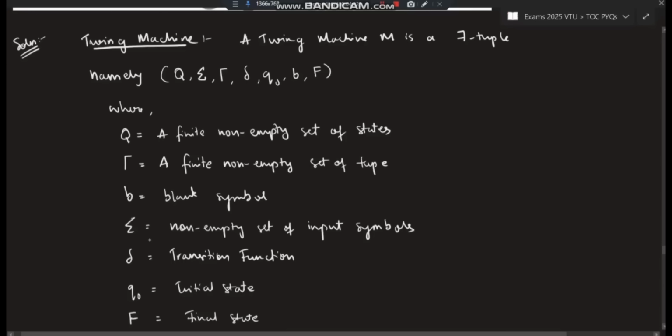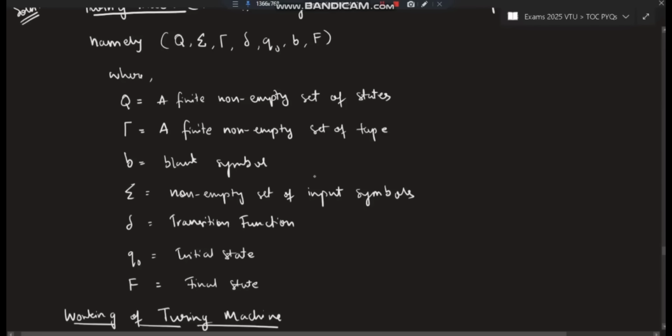B is the blank symbol. Sigma is a non-empty set of input symbols. What are the inputs that can come? A, B, C, D, and so on. Delta is the transition function. Q naught is the initial state. F is the final state. Okay, these things you have to just write as the definition for Turing machine.